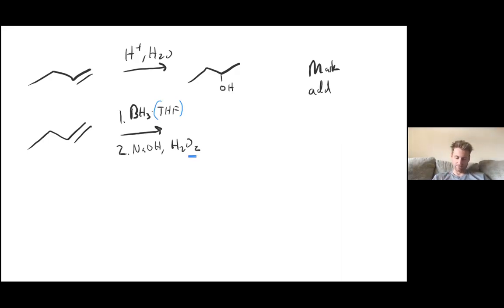This is a mechanism I'm not going to go through in this class. It's a bit complicated. I just want you guys to know that if you see peroxide, you're going to be doing anti-Markovnikov, and adding your OH to your less substituted center.